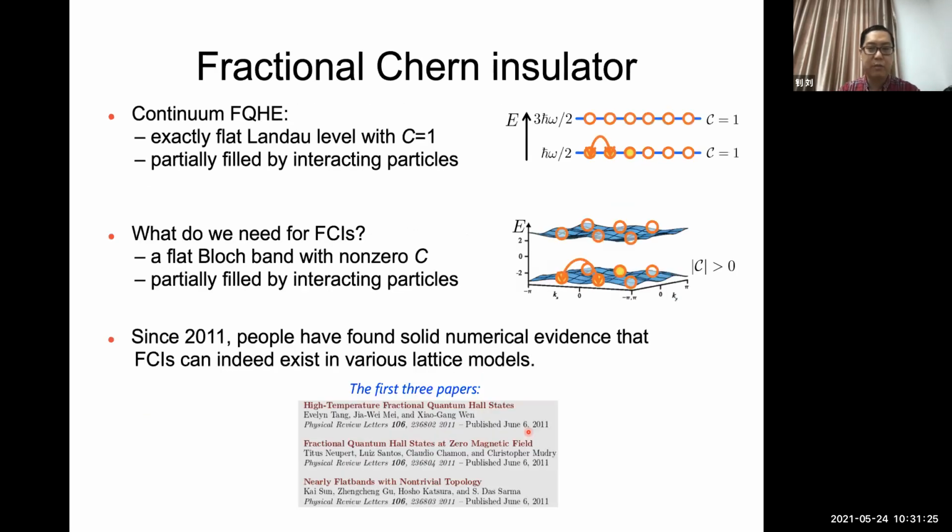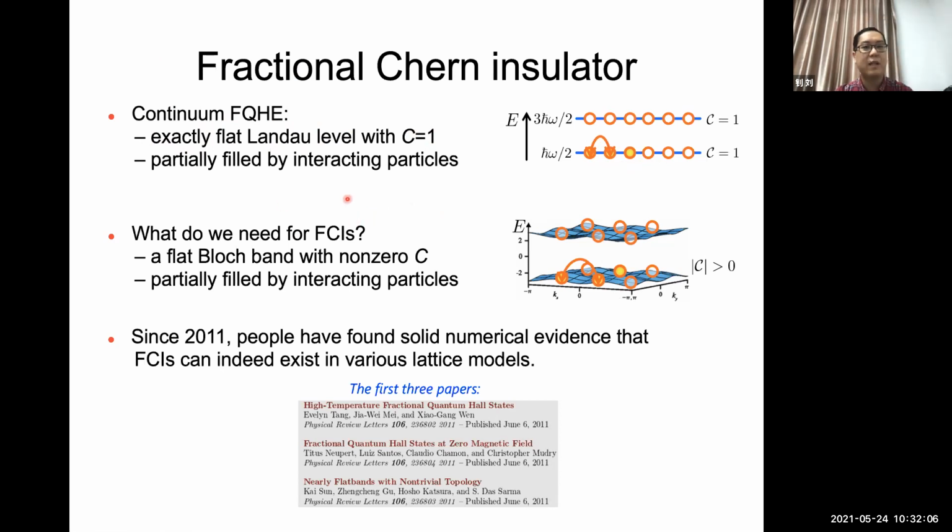Okay, so based on these two motivations, people have started to look for fractional quantum Hall effect in lattices, dubbed as fractional Chern insulator. So where to search for fractional Chern insulator? Well, we know in the continuum fractional quantum Hall effect, we first need an exactly flat Landau level with Chern number 1. And then we partially fill the Landau level by interacting particles at proper filling factor. We may find the fractional quantum Hall effect.